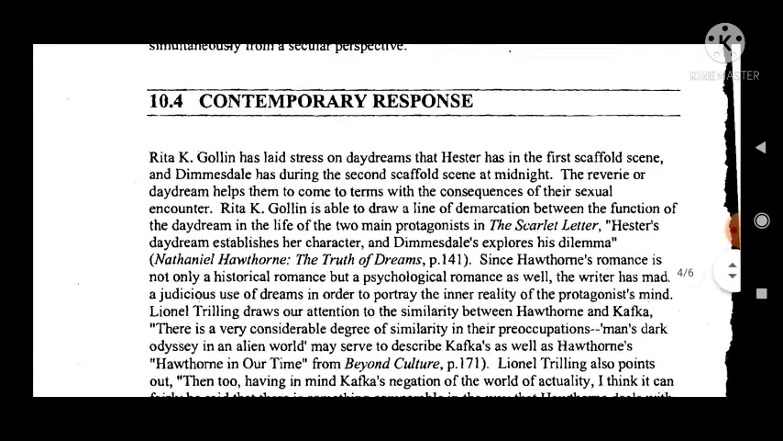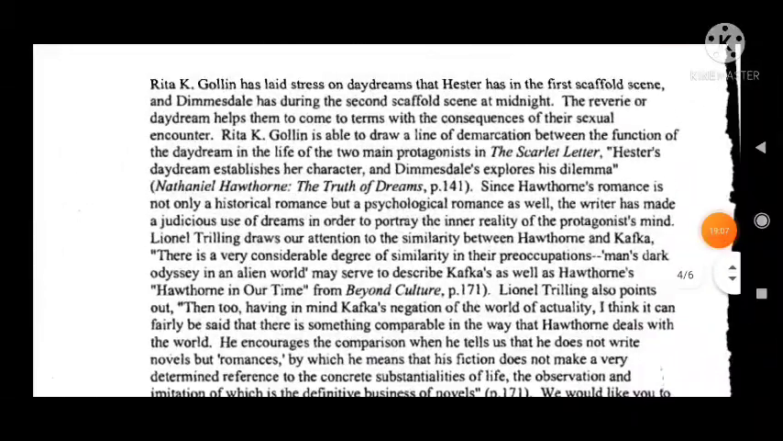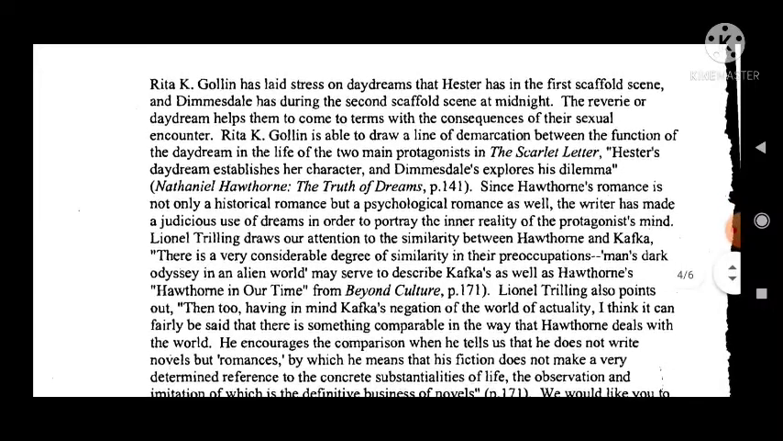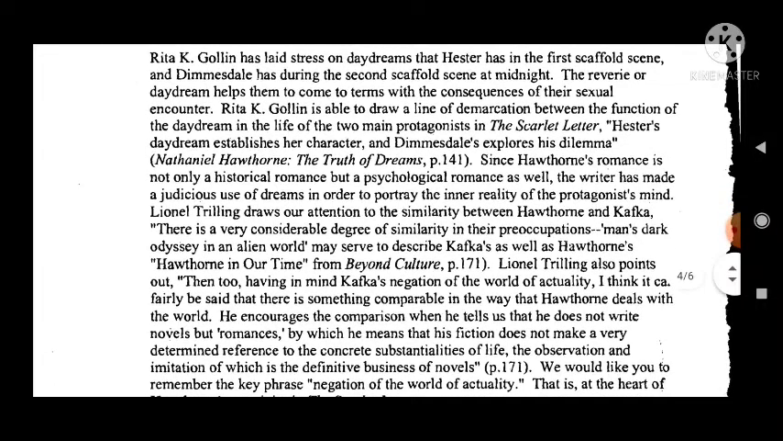Then contemporary response. Rita K. Goldin has laid stress on daydreams that Hester has in the first scaffold scene and Dimmesdale has during the second scaffold scene at midnight. The reverie or daydream helps them to come to terms with the consequences of their sexual encounter. So here it is a sexual encounter between Dimmesdale and Hester.